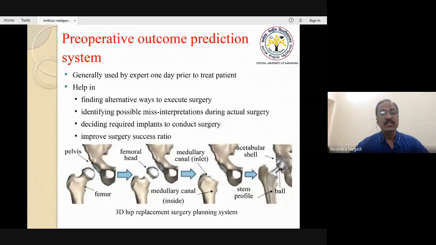Then improve the surgery success rate. That will be your ultimate goal. Whenever you conduct a surgery, you should have success. Successful surgery must be conducted. That will be your ultimate goal. So in the images below, you can find 3D hip replacement surgery planning.